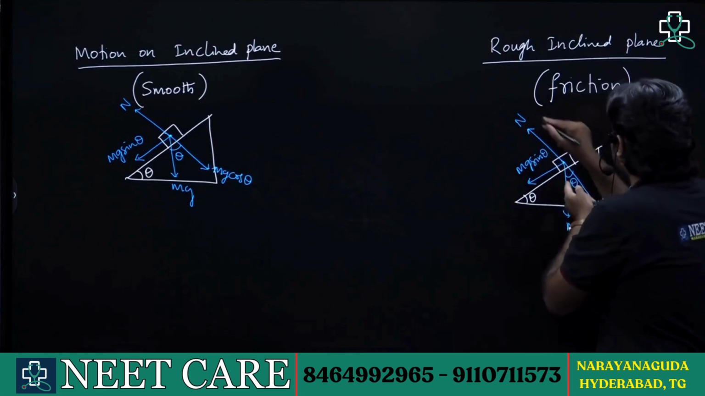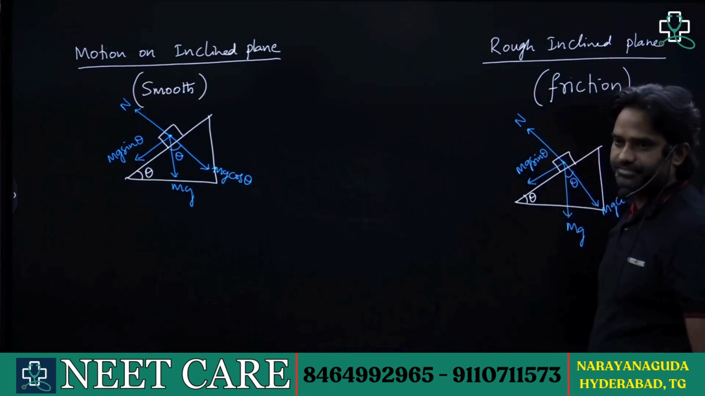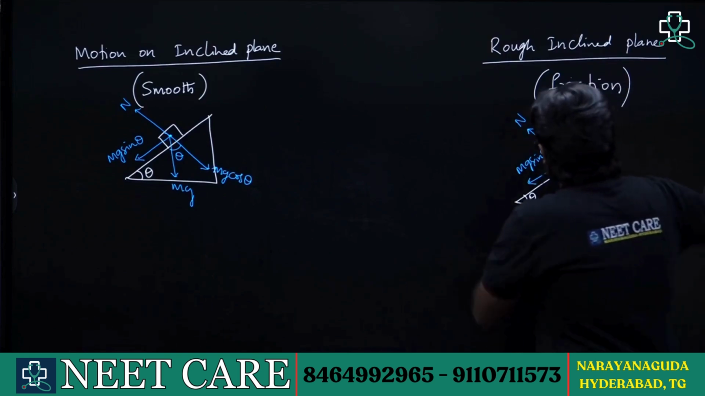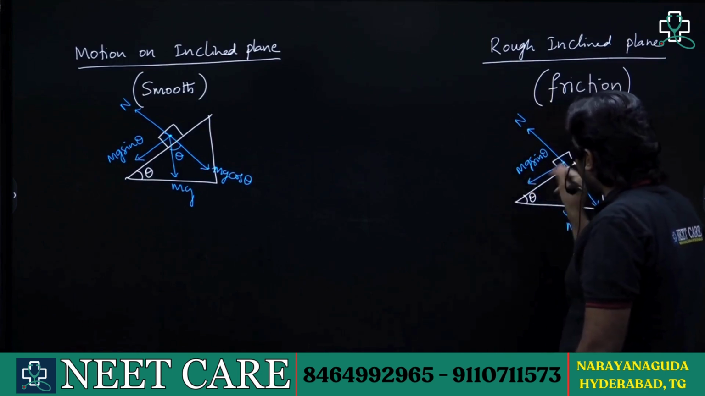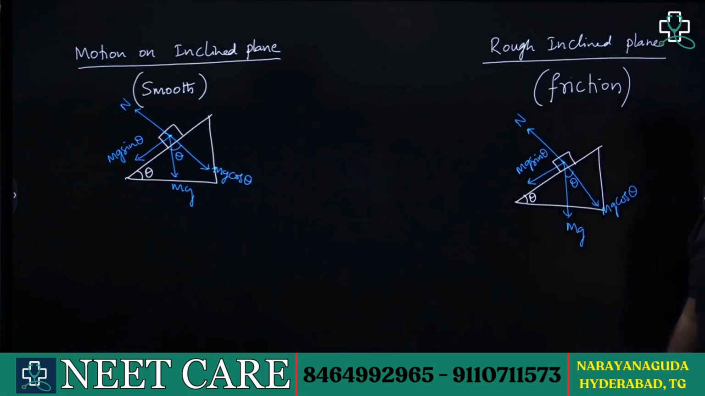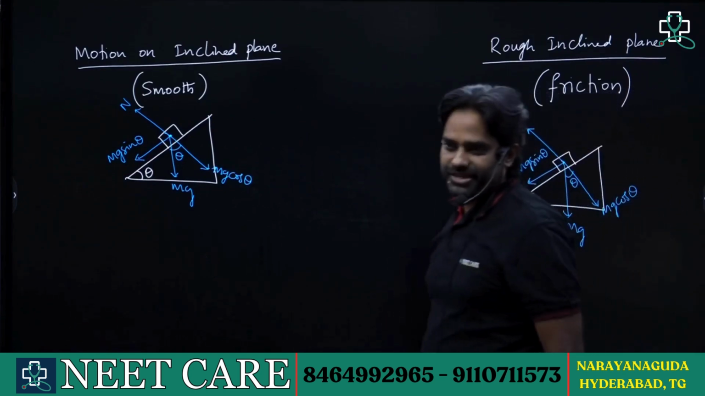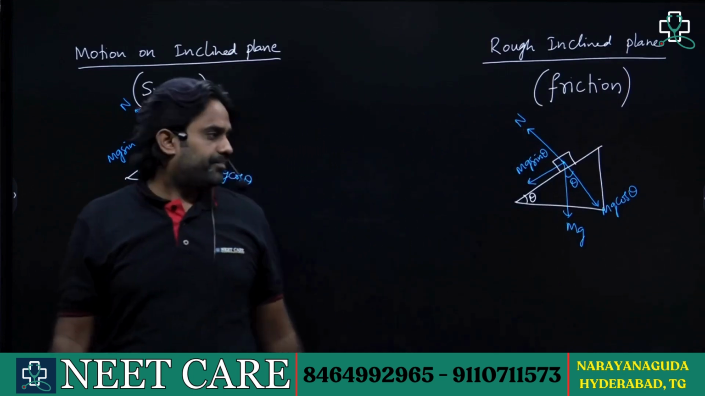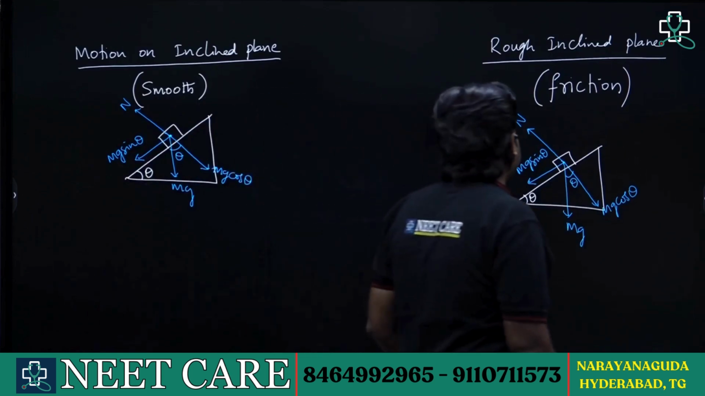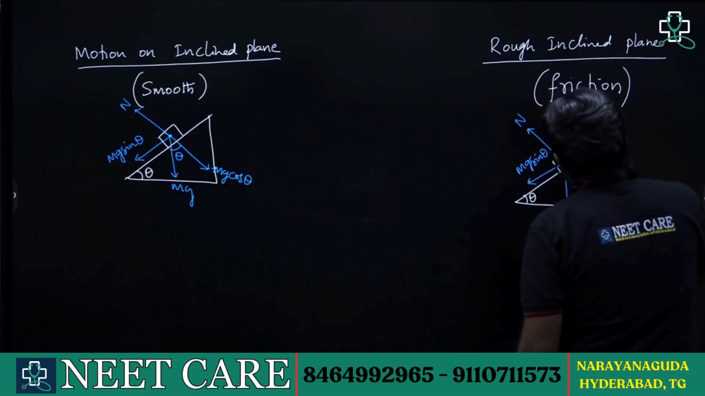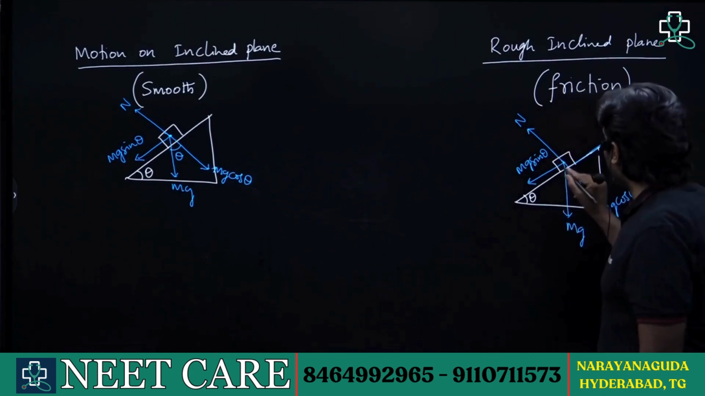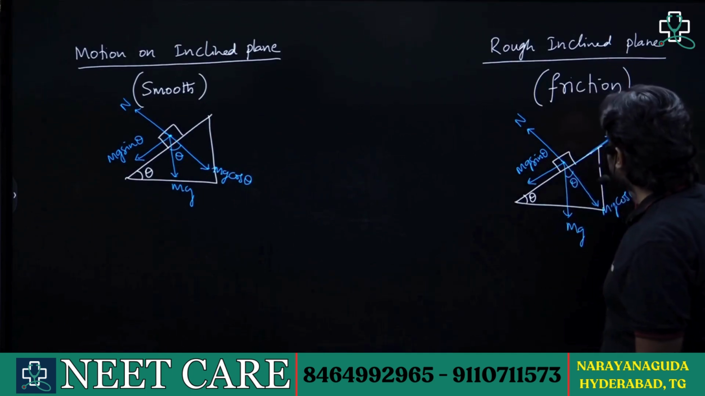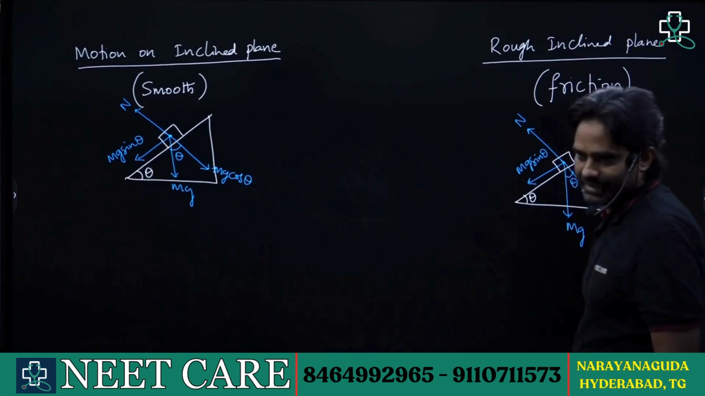Since the normal reaction is balanced, there is no motion along the normal direction. But the body has the tendency of sliding down. The nature of friction is to oppose the relative motion between contact surfaces. So since mg sin theta is acting downward, the direction of friction here is always expected upward. This is the friction. Suppose the block is at rest, then the nature of friction will be static. If the block is moving, then this will be kinetic.